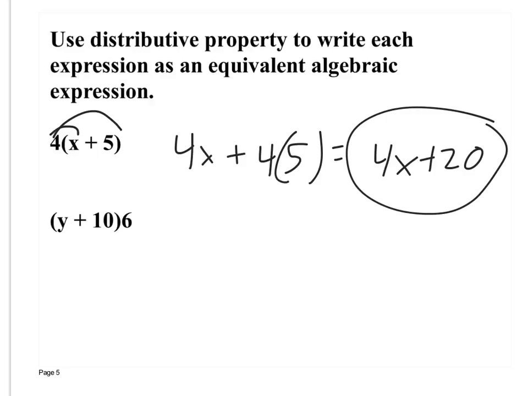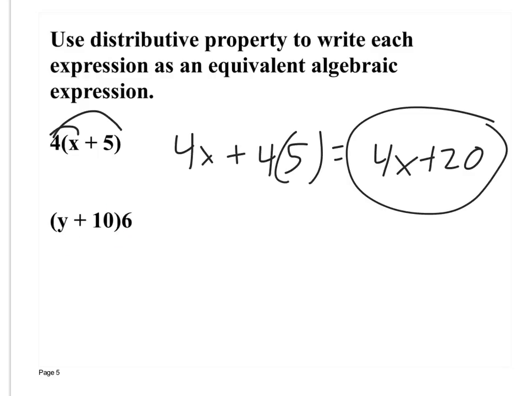This is an equivalent algebraic expression that I found using distributive property. Can I add 4x and 20? No, they're not like terms. They don't have the same variable. It's the same thing as in here. I can't add x and 5. That's why I have to multiply instead of adding. It's because I don't know what these are. I don't know what x is. So it stays.